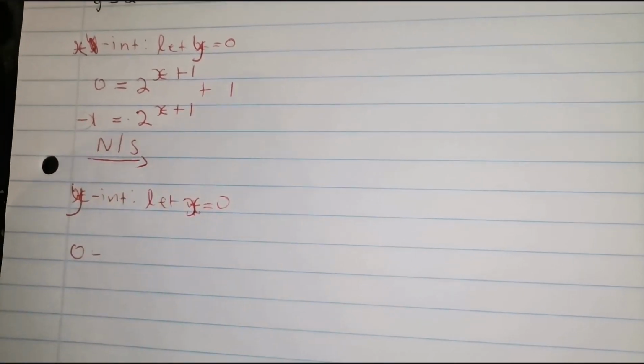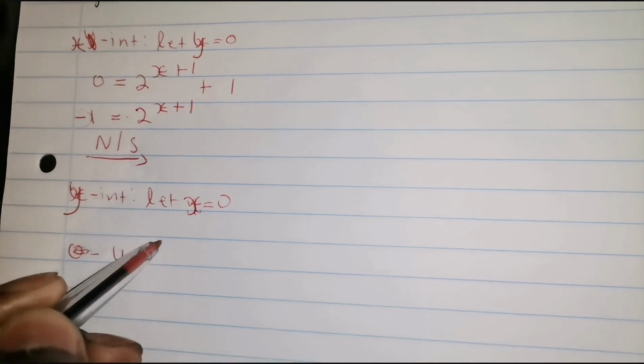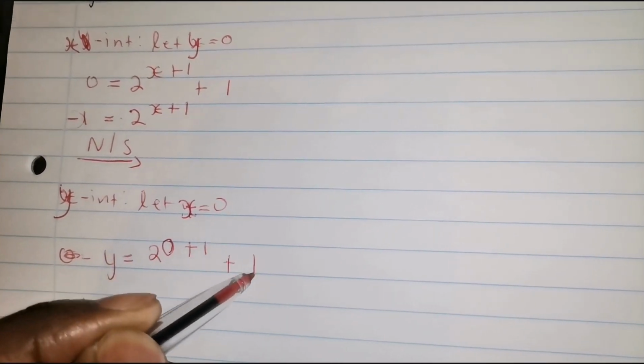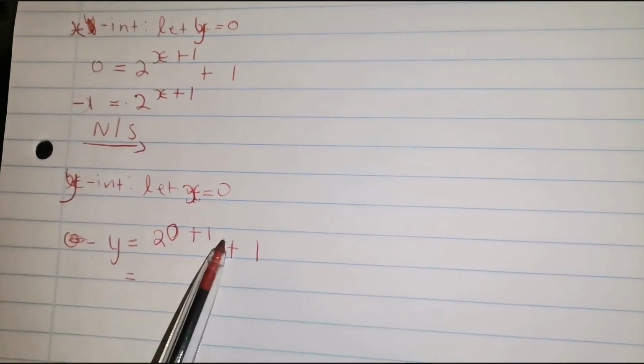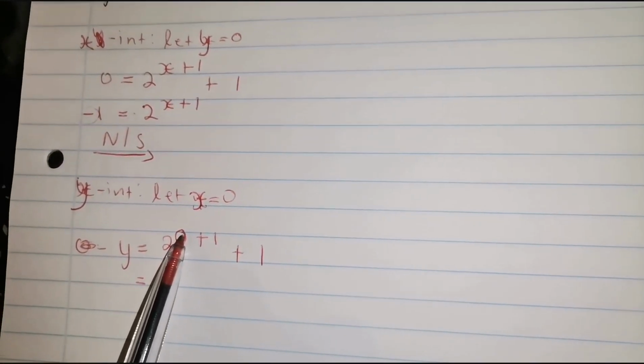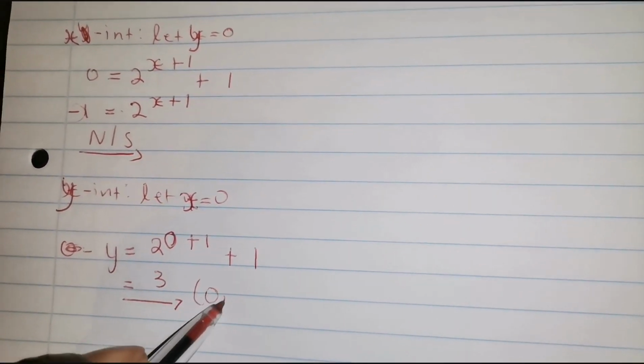So you're going to have y equals 2 to the power 0 plus 1, plus 1. 2 to the power 0 plus 1: 0 plus 1 is 1. Then 2 to the power 1 is 2, plus 1 is 3. The coordinates of this point are 0 and 3.